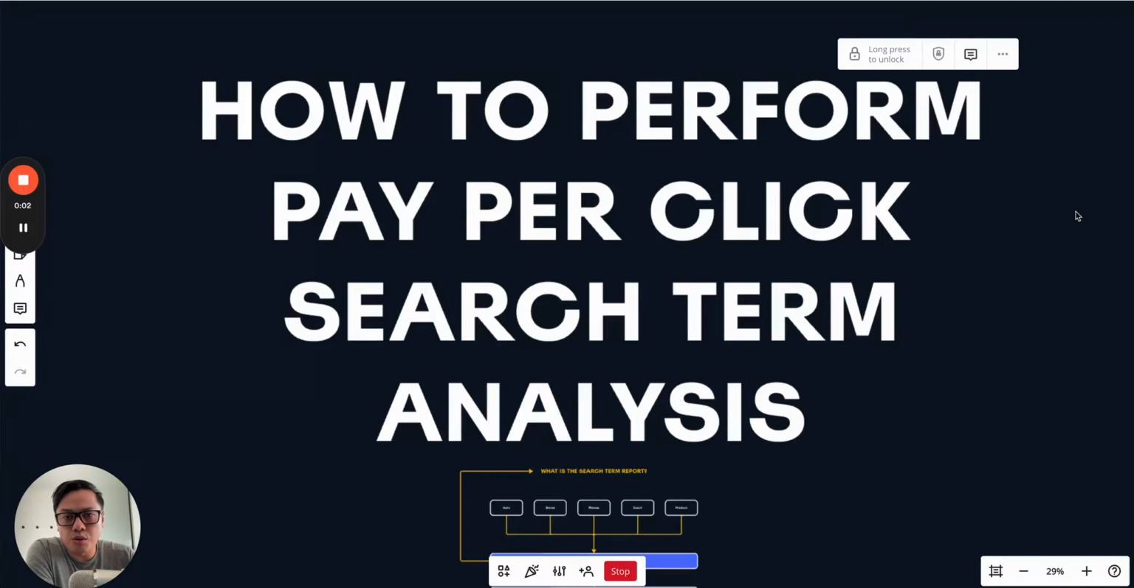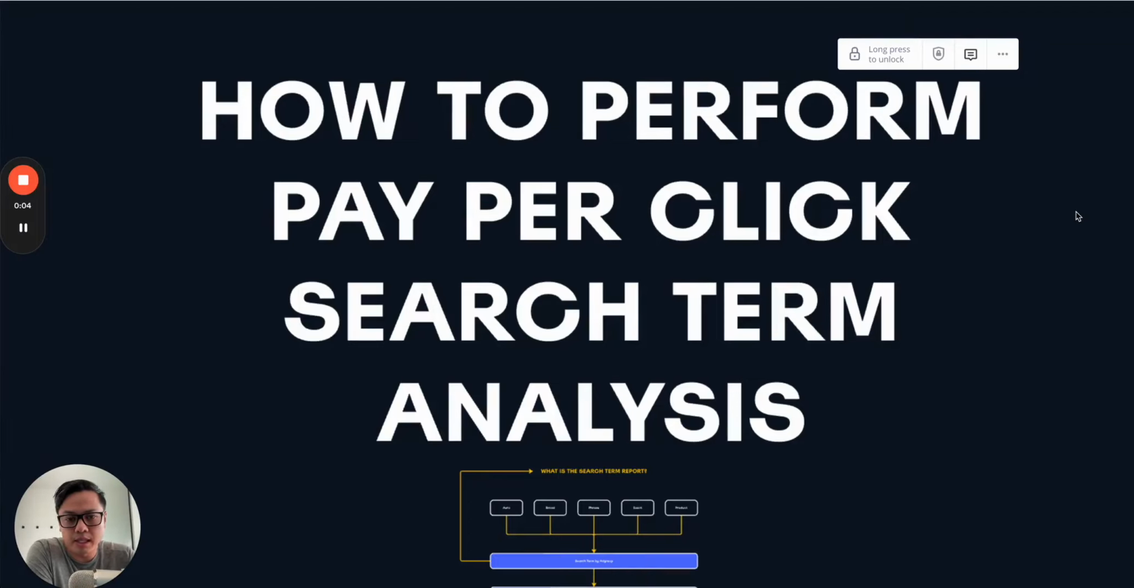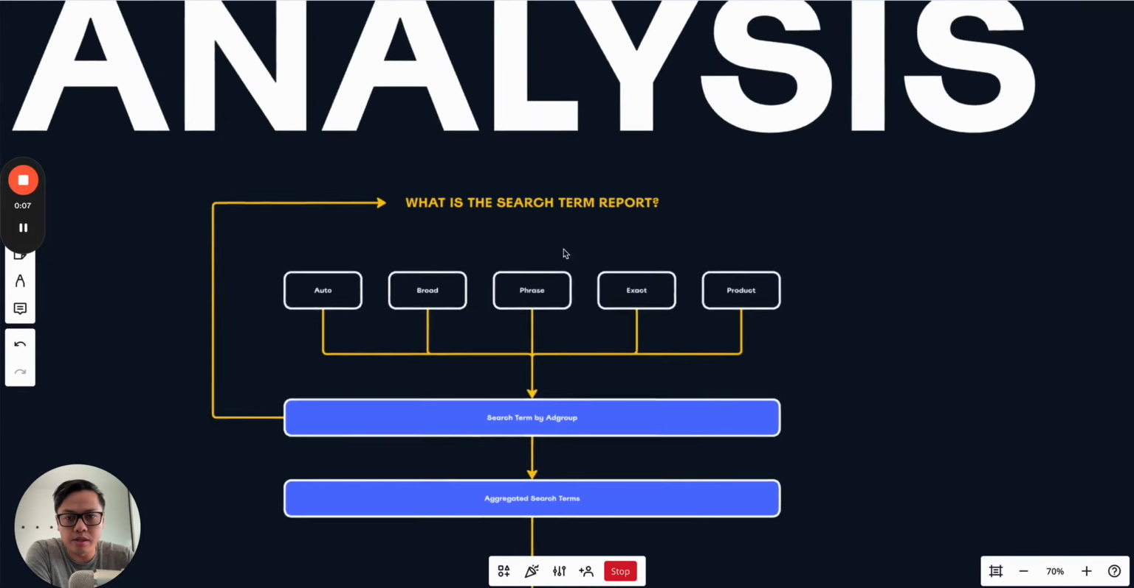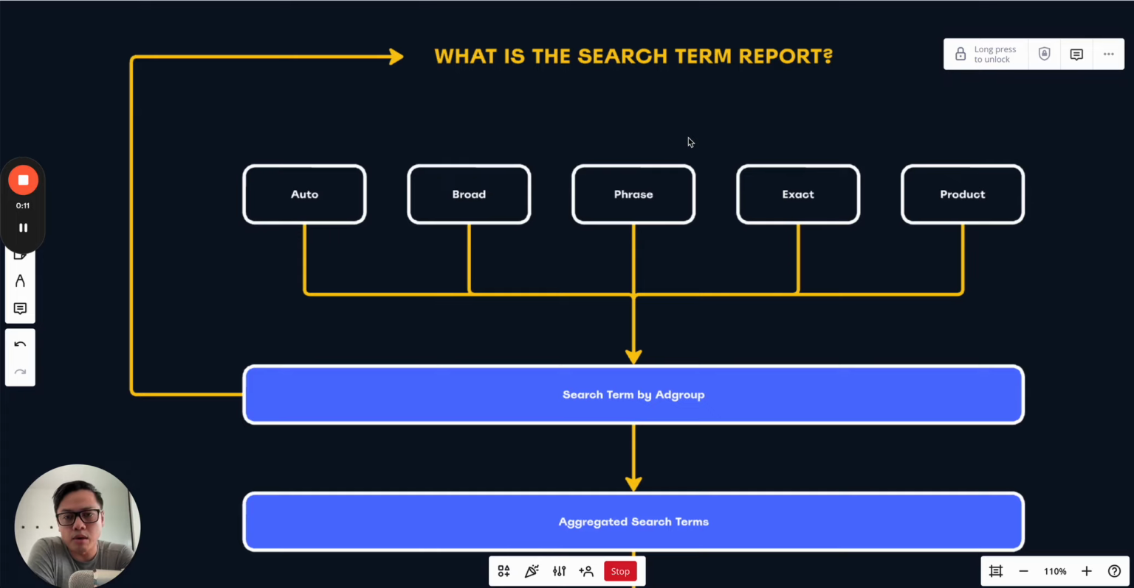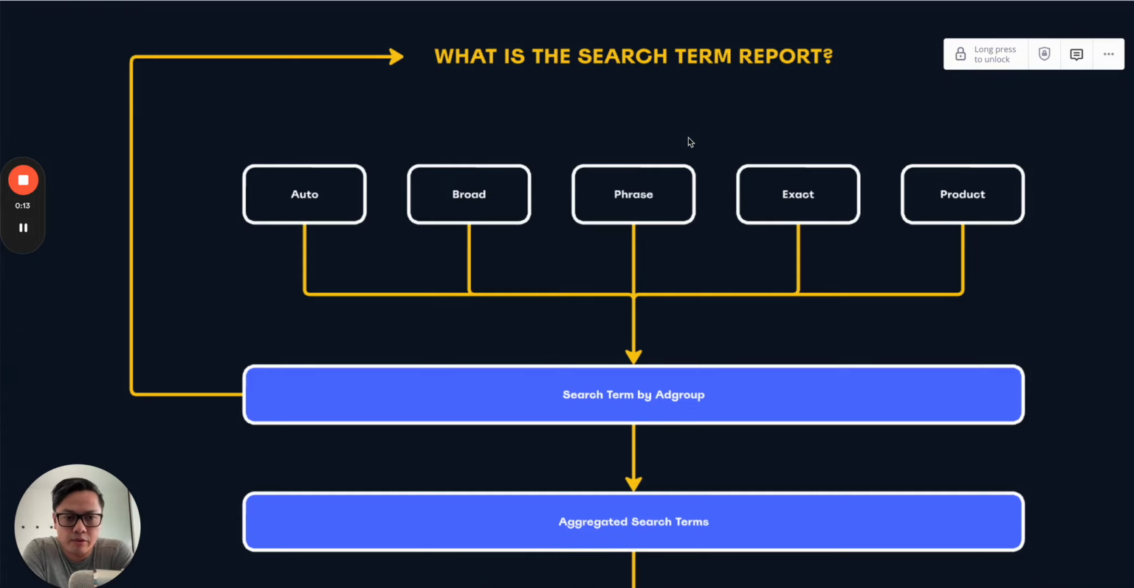In this video, I'm going to go through how to perform pay-per-click search term analysis. Before we can do this, we need to figure out what the search term report is. This report is in the advertising campaign manager console. You can generate it over a period of time and run it. It should run your search terms for all the ad groups and campaigns you're running.